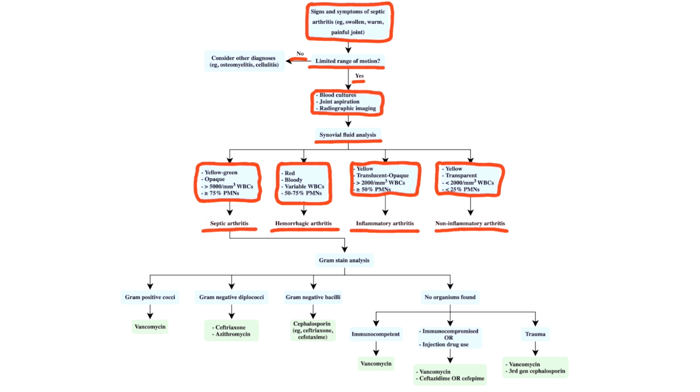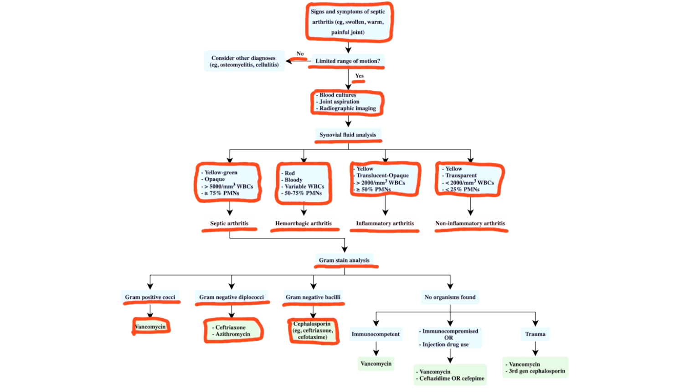At this point, the next step is to initiate IV empiric therapy based on gram stain analysis of the synovial fluid. If it shows gram-positive cocci, vancomycin is provided. If it shows gram-negative diplococci, suggesting gonococcal arthritis, then ceftriaxone and oral azithromycin are provided. If it shows gram-negative bacilli, a cephalosporin is provided, such as ceftriaxone, cefotaxime, cefepime, or ceftazidime.